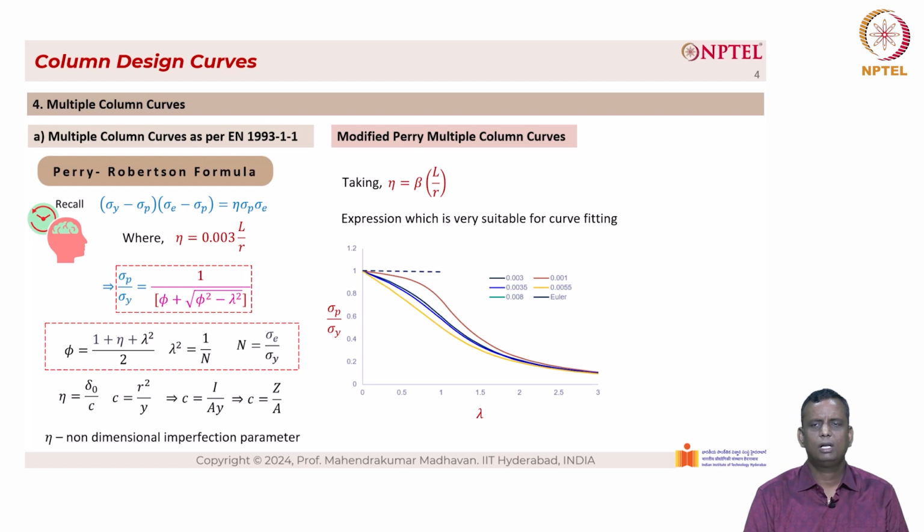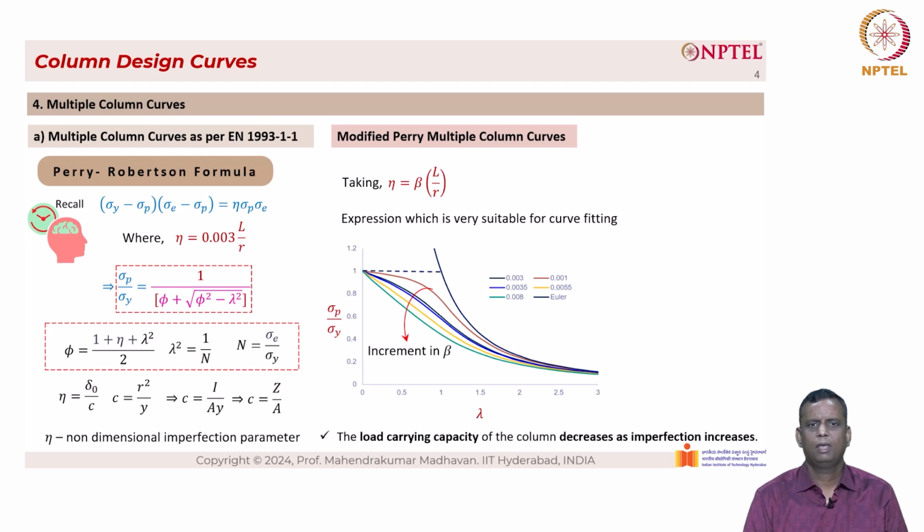And then we have 0.0055, which is yellow color. And then we have a much more aggressive imperfection where it is 0.008. The curve is slightly turning into concave. And what we have next is the Euler curve. You can see that with increase in the beta value, the curve turns from convex to concave, which means that it begins to lower its load carrying capacity, which means that higher the imperfection, lower is the load carrying capacity. So the load carrying capacity of the column decreases as imperfection increases.